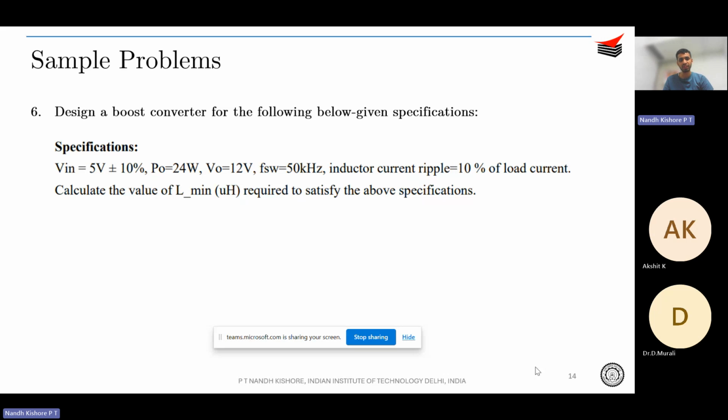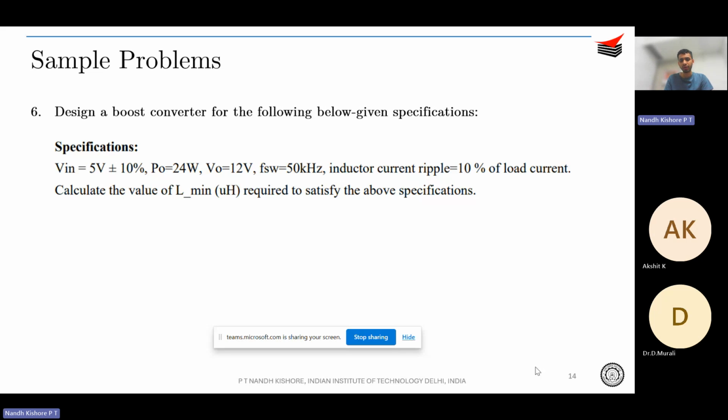That is question number 6. Design a boost converter for the following specifications. So Vin is 5 volts plus or minus 10%. P0 is 24 watts. V0 is 12 volts, and the switching frequency is 50 kilohertz. Inductor current ripple is 10% of the load current. Calculate the L minimum required to satisfy the above criteria.